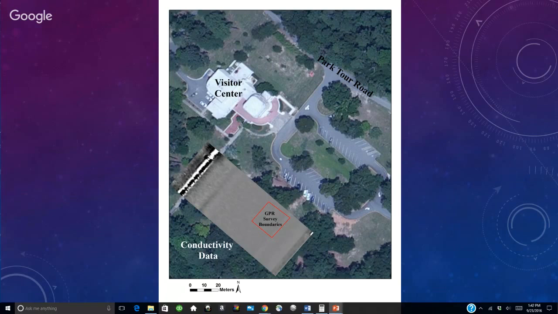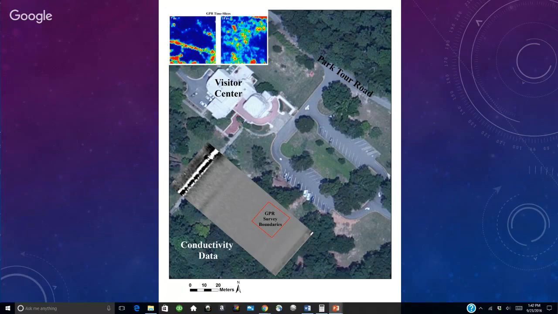With the GPR survey, however, here are some examples of those slices into the subsurface. And you can see one very compelling candidate for a pipe that's buried about 1.5 feet below the surface. And that one is on your left. Should be on your left, certainly on my left.